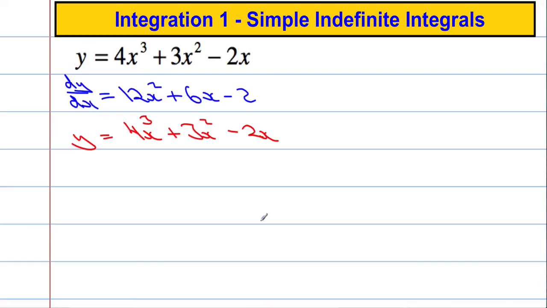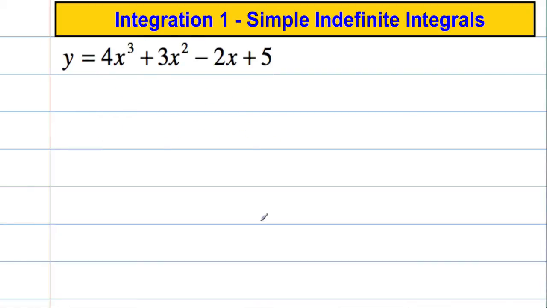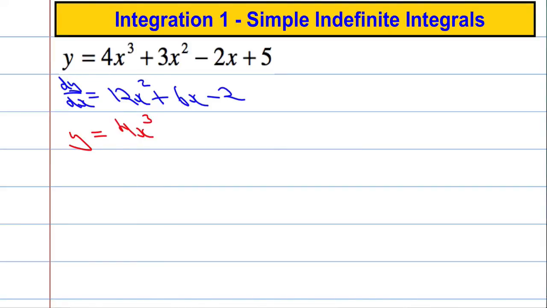Now the only thing is, we need to consider what would happen if I was to differentiate this and then integrate it. dy by dx would be 12x squared plus 6x subtract 2. So if I integrate this function, given here, I should also get 4x cubed plus 3x squared subtract 2x plus 5.